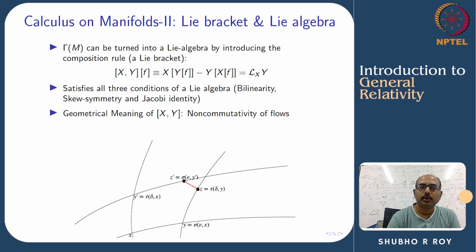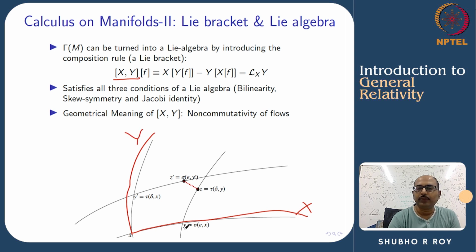Okay. So this bracket actually has a very special meaning, which will lead to a couple of important results in the next slide. What this represents physically or geometrically is the non-commutativity of the two flows. What do I mean by that non-commutativity? Here again we have the point x, and this is the flow generated by X, and this is the flow generated by Y at this point x.